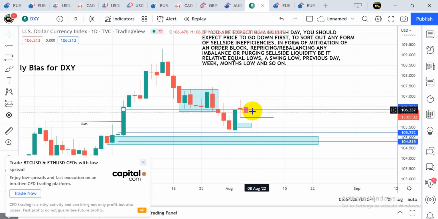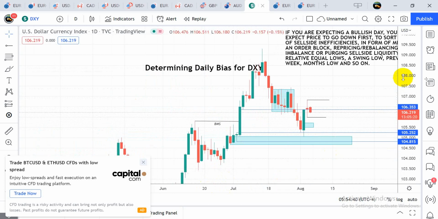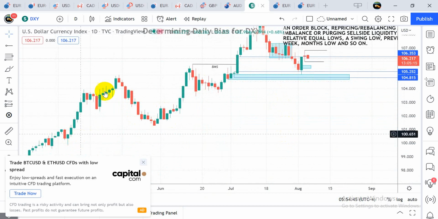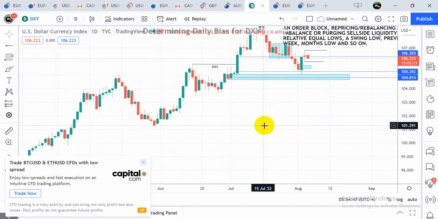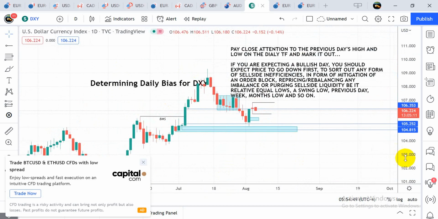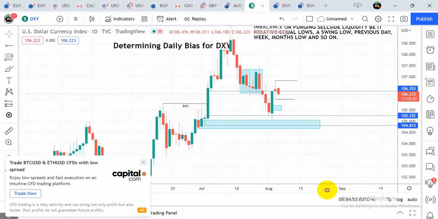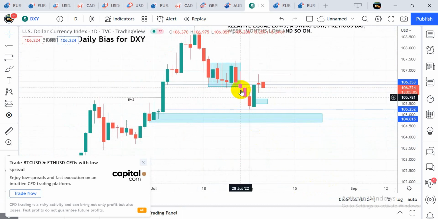So in this case, for a bullish day, I expect price to come down because I'm really expecting a bullish day, because this is actually the reversal I've been waiting for in DXY. Okay, the bullish reversal, the bullish continuation. You can see that the path of least resistance in dollar has actually been to the upside. Okay, a higher high, higher low, and so on and so forth. So the path of least resistance in the dollar is to the upside. So I perceive that this should be the bullish continuation.